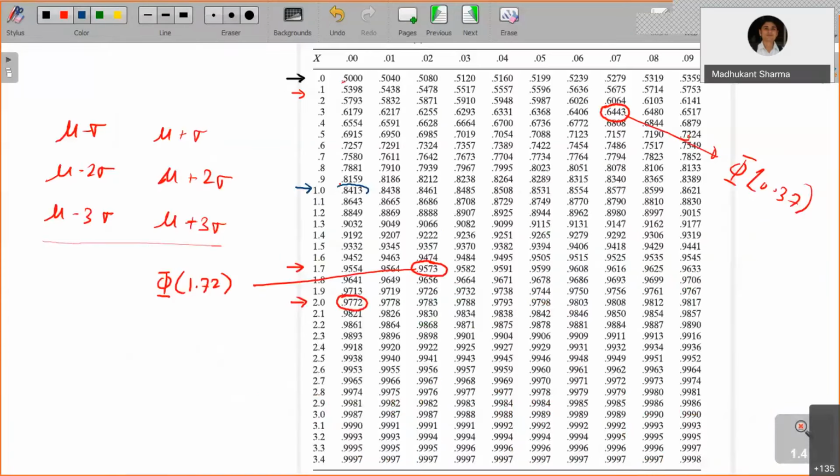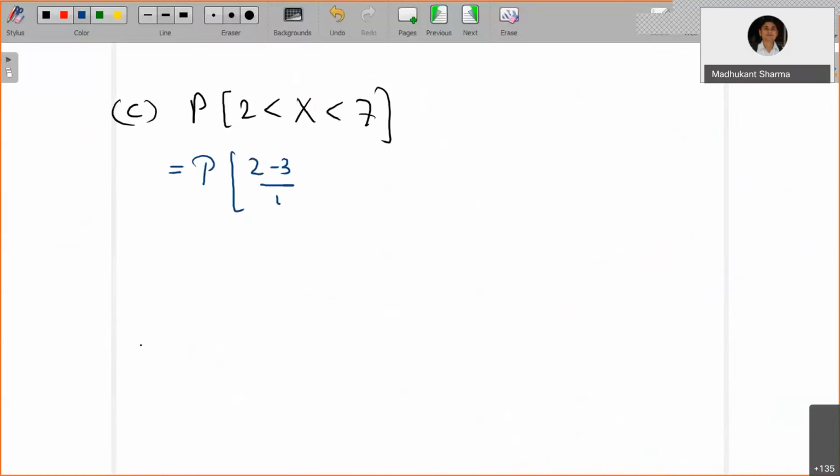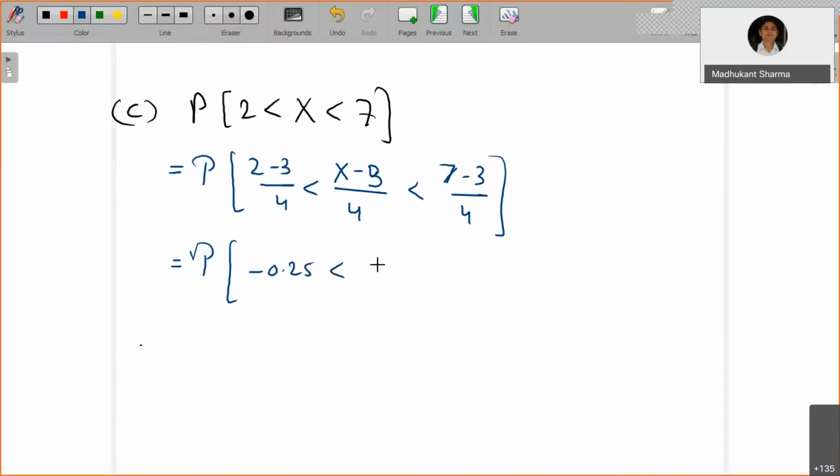Right, so now let's take this next part. I am going to subtract the mean and divide by the standard deviation here, in a similar fashion. The inequality will not change because sigma is always positive. So it's 7 minus 3 by 4. The probability of minus 1 by 4, which is minus 0.25, less than (x minus 3) by 4, and less than 7 minus 3, which is 4 by 4, that is 1.